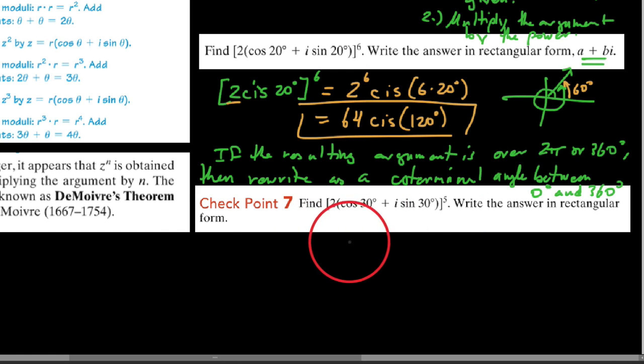So checking out this example down here, what I'd like for you to do is go ahead and raise 2 CIS 30 to the 5th power and see what you get. When you're ready to take a look at what the result is here, let's go ahead and hit play on your video. So we have 2 CIS 30 to the 5th power.